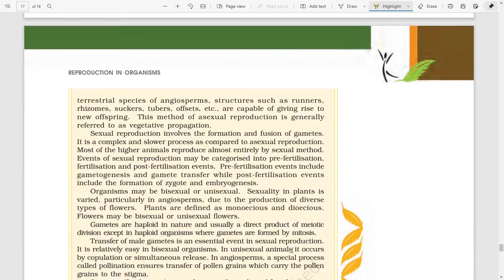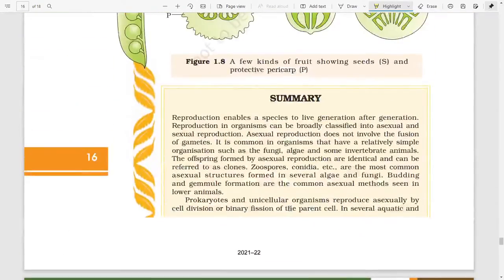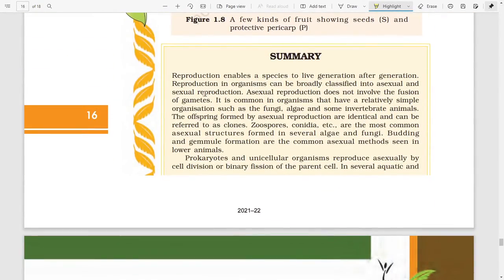Summary. Reproduction enables a species to live generation after generation. Reproduction in organisms can be broadly classified into asexual and sexual reproduction. Asexual reproduction does not involve the fusion of gametes. It is common in organisms that have a relatively simple organization such as fungi, algae, and some invertebrate animals. Offspring formed by asexual reproduction are identical and can be referred to as clones.